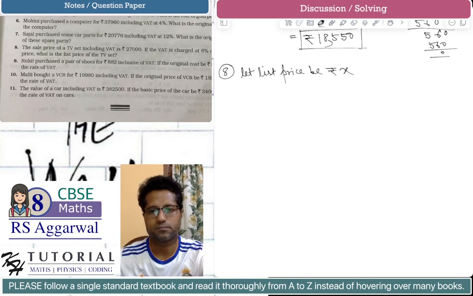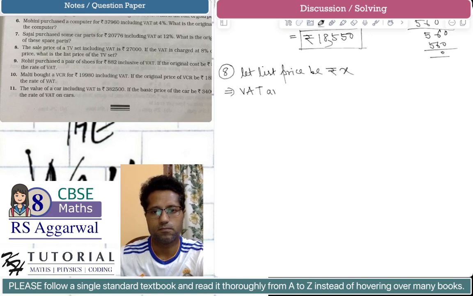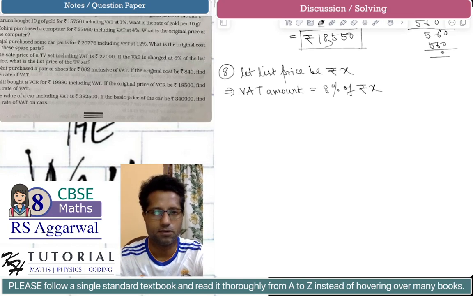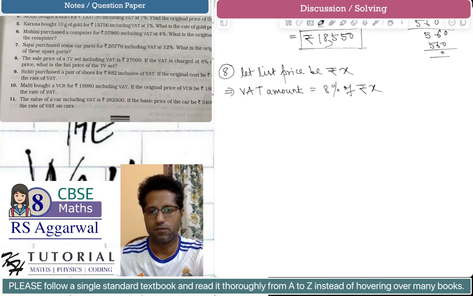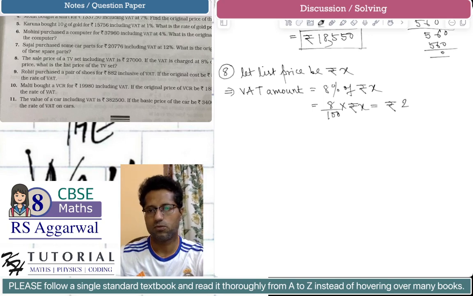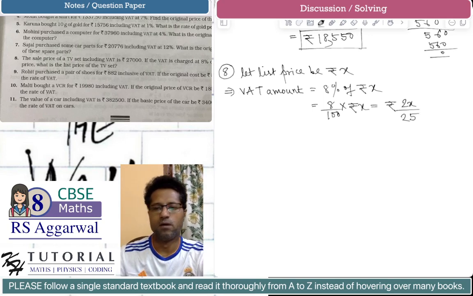rupees X. This implies the VAT amount is equal to 8% of rupees X. It is given that the VAT is charged at 8% of the list price, so VAT will be 8% of X, which is equal to 8 by 100 multiplied by rupees X. This is equal to rupees 2x by 25. This is the VAT amount.